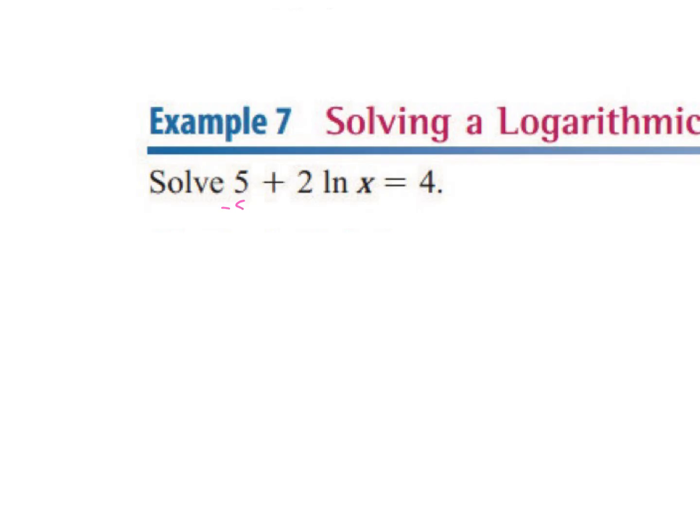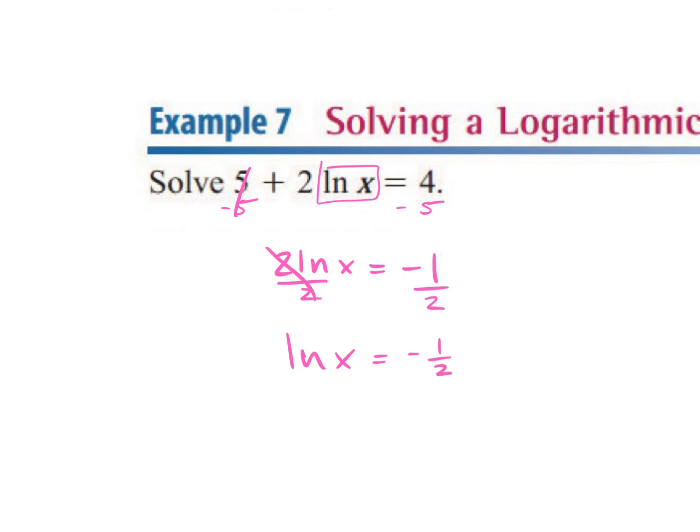We got to subtract the 5 first. So here we need the ln to be all by itself before we can cancel it out. So we have to subtract the 5, move it over. We have 2 times ln of x equals negative 1. What should we do next? Divide by 2. So ln of x equals negative 1/2.